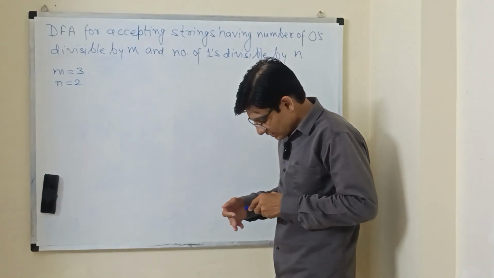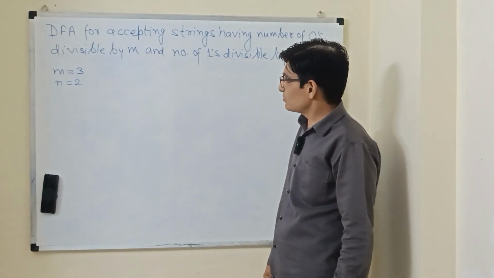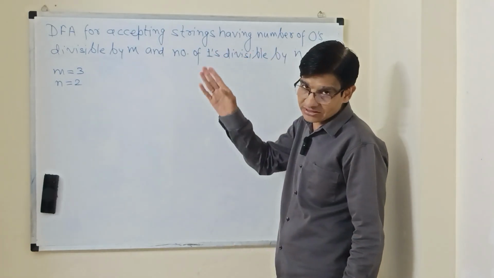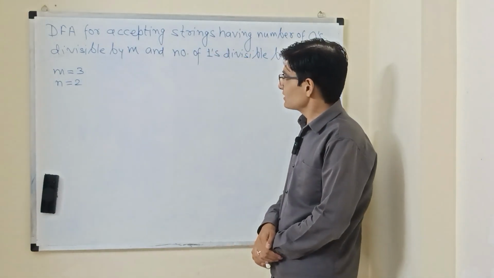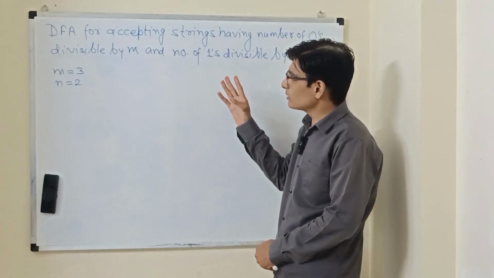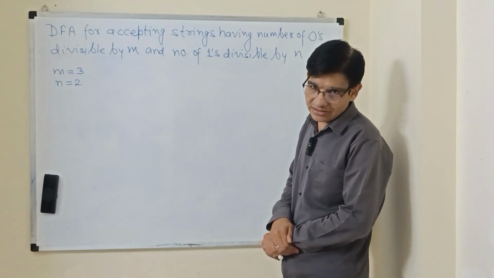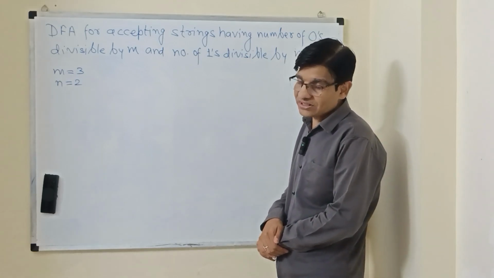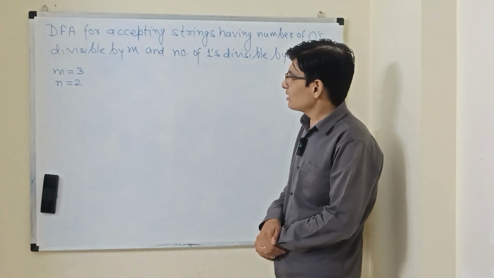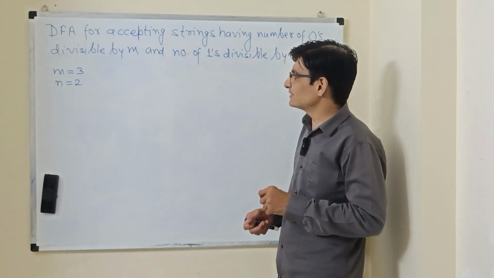Now you can see, friends, we need to accept all binary strings. So obviously zeros and ones. If in strings zeros and ones are there, then these are binary strings. So we need to create a DFA for accepting all binary strings having number of zeros divisible by 3 and number of ones divisible by 2. So that is how we can create such machines.